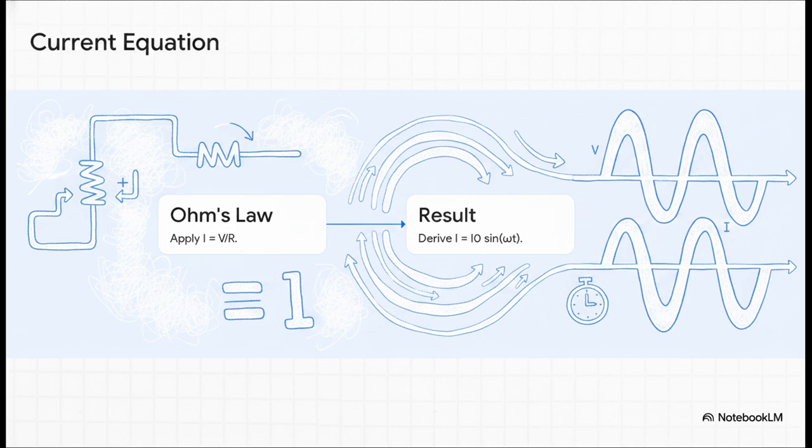So, here's the crucial question. What happens to the current? Well, we apply good old Ohm's law. You probably remember this one. Current I equals voltage V divided by resistance R. If we divide our entire voltage equation by R, the math just translates beautifully. Our peak voltage, V0, divided by R, simply becomes our peak current, I0. And the result? We get our current equation, I equals I0 sine omega t. Noticed anything cool there? The sine function is exactly the same. The current is literally riding the exact same mathematical wave as the voltage.